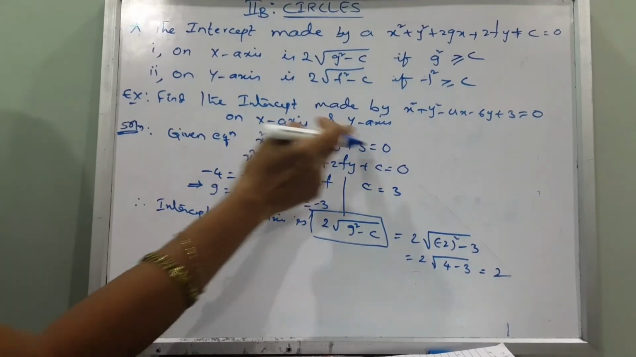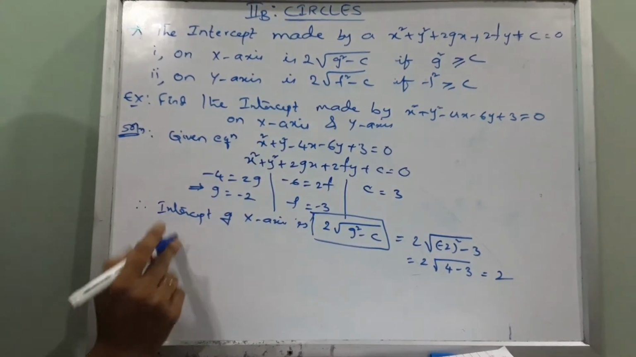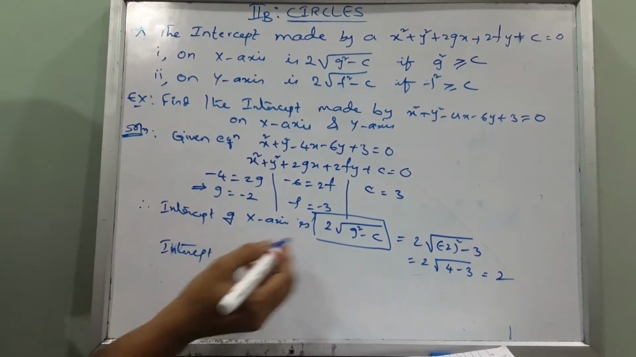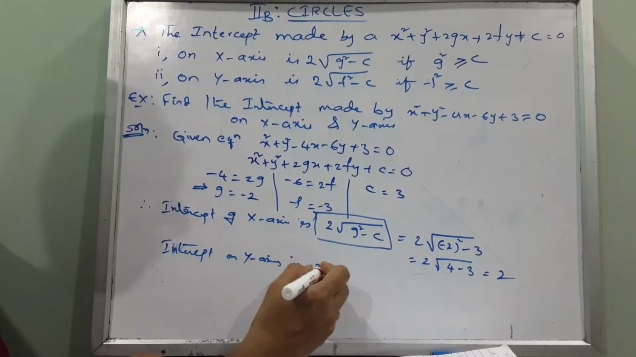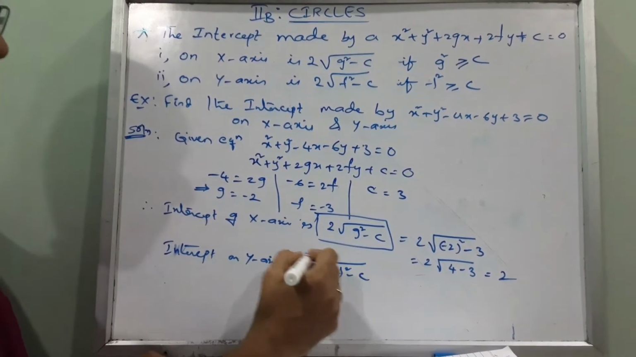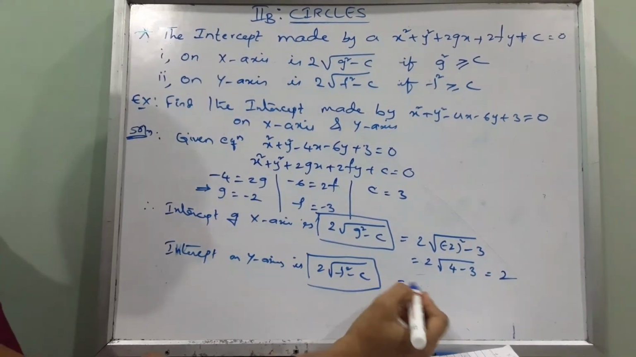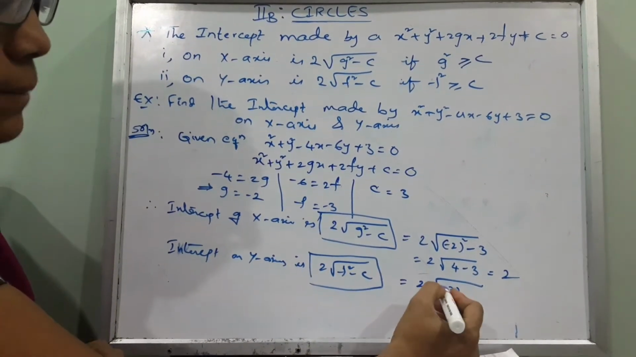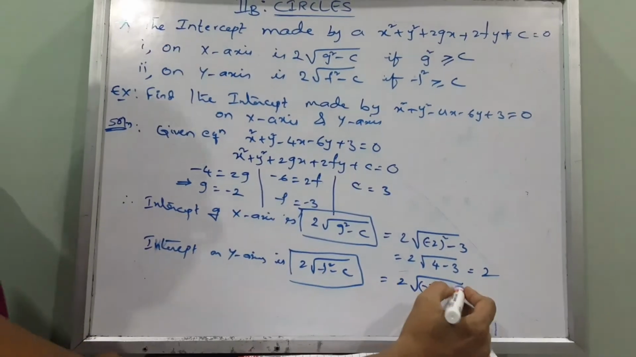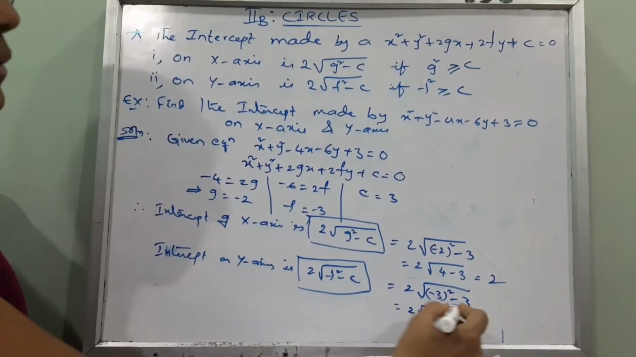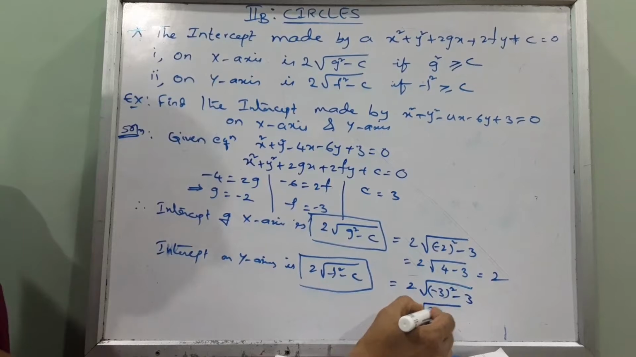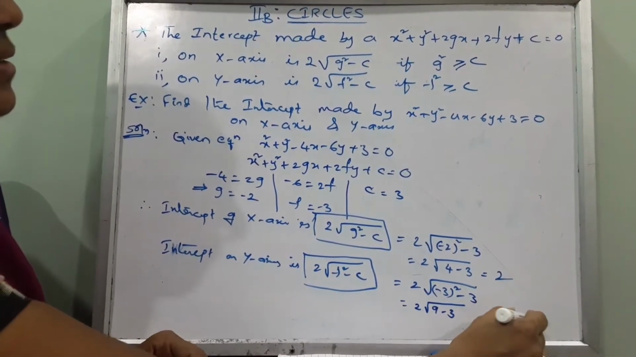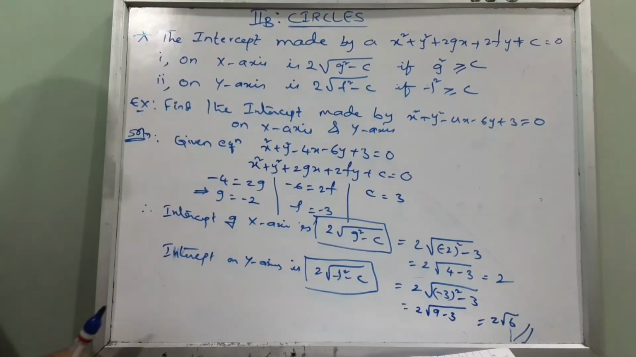Next we have to find the y-axis also. The intercept on y-axis is 2 root f square minus c, which is 2 into root over, here f is minus 3, whole square minus 3, which is equal to 2 into root over 9 minus 3, which is 2 into root 6.